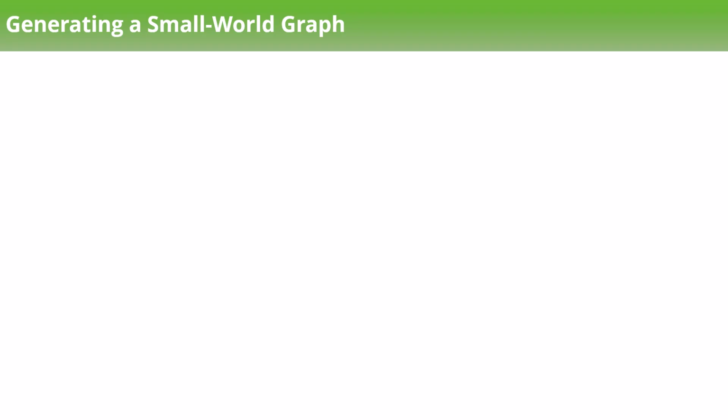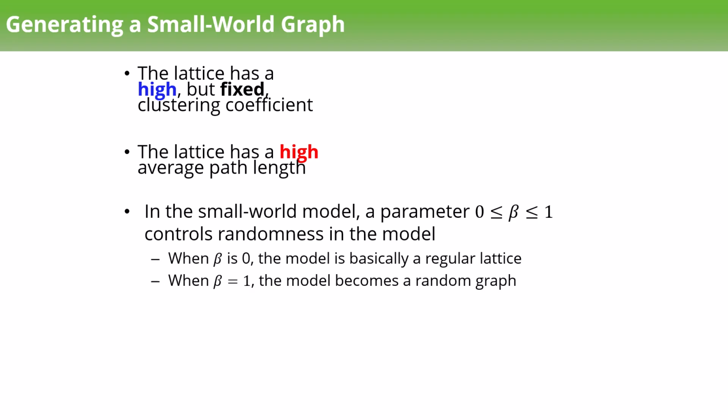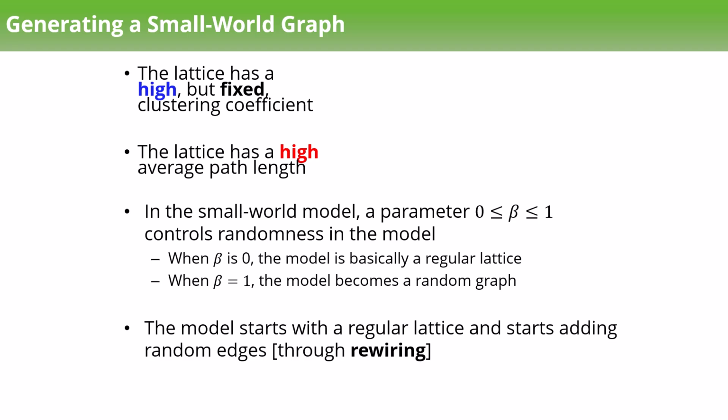So, generating a small world graph. A regular lattice has two important properties: high clustering coefficient and high average path length. High clustering is good because nearby nodes are strongly connected. But the problem is the path length. To reach a distant node, we may have to travel through many intermediate nodes. So next we will use the concept of rewiring.